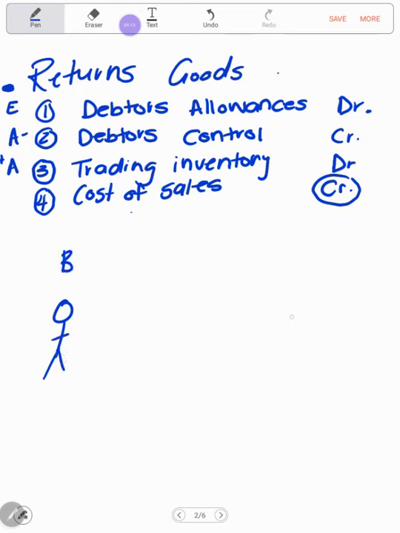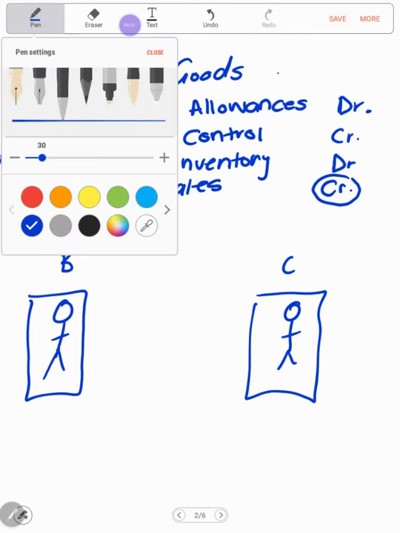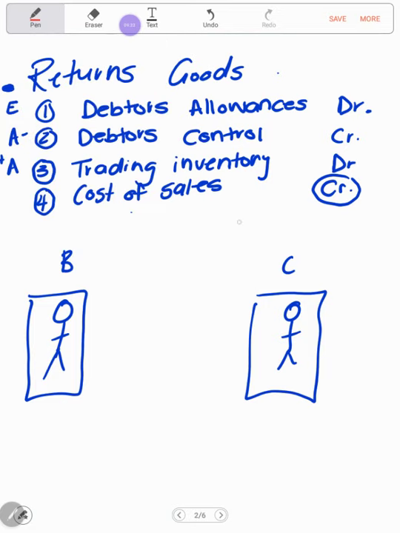B stands for business. C stands for the customer. We are selling sweets. So the customer comes to our business. The customer comes to our business and they purchase goods on credit.